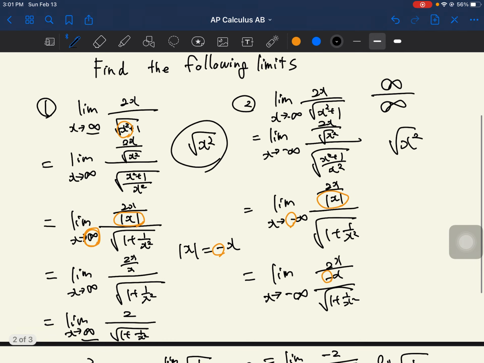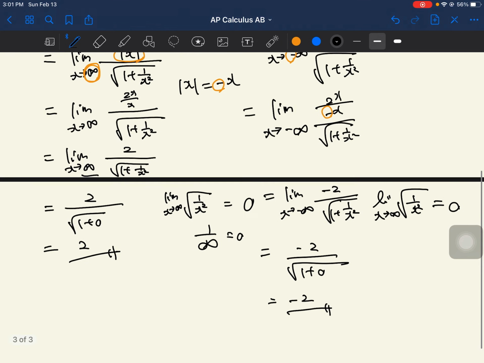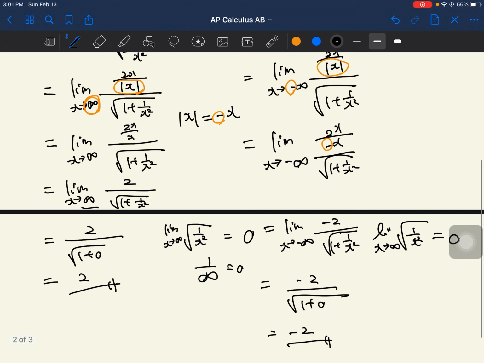These are the same functions, but the answer is different because of the absolute value. So you have to be really careful when you find the square root of x squared. You can't just make it x, you have to put the absolute value. That's it.